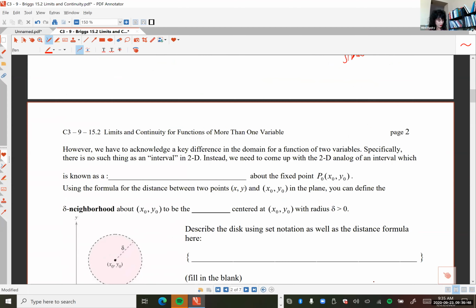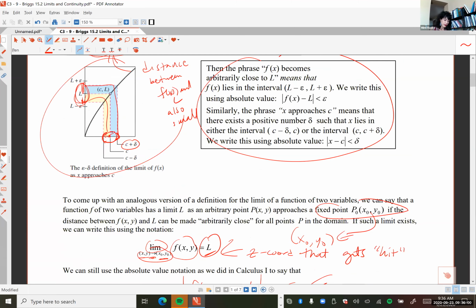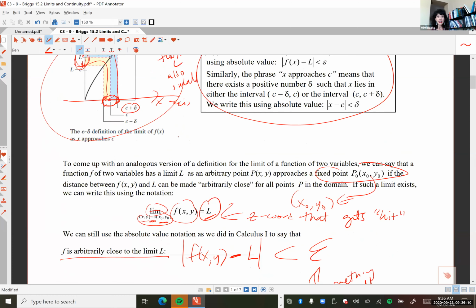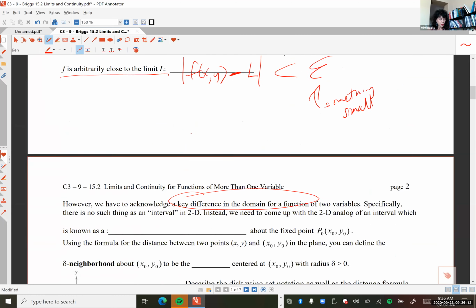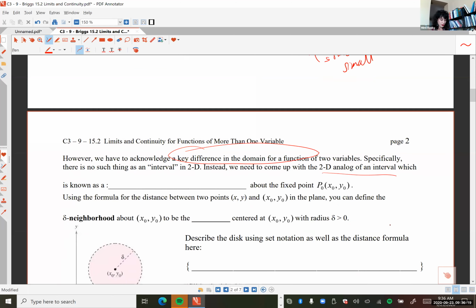So now here's a key difference for us in Calc 3. In Calc 1, you were dealing with intervals because x got really close to c over here on the x-axis. But we don't have an x-axis as our domain. The elements of our domain don't live on the x-axis. They live in the xy plane. So you don't have this idea of an interval. There's no such thing. Instead, the 2D analog of an interval is known as a delta neighborhood.